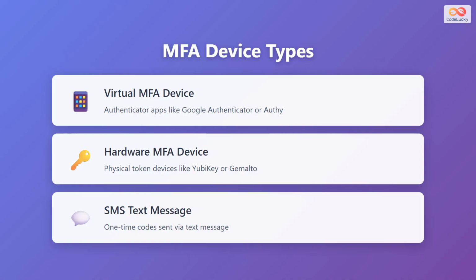AWS supports 3 types of MFA devices. The first is a virtual MFA device, which uses authenticator apps on your smartphone like Google Authenticator or Authy. The second is a hardware MFA device, which is a physical token device such as YubiKey or Gemalto. The third option is SMS text message, where one-time codes are sent to your phone via text message.